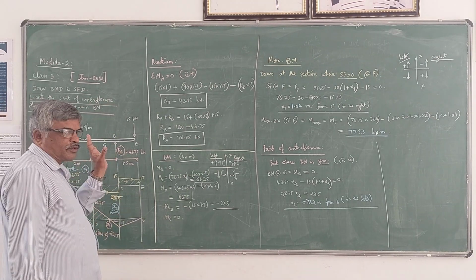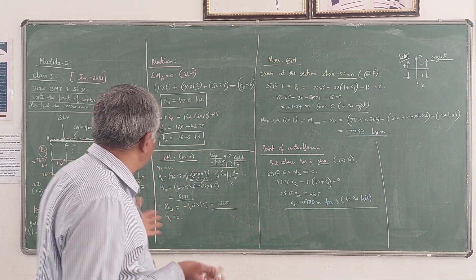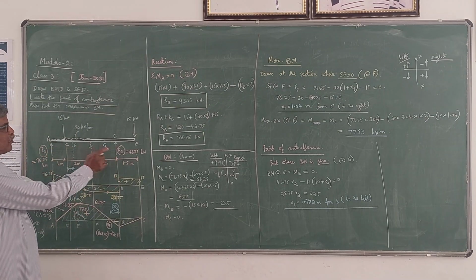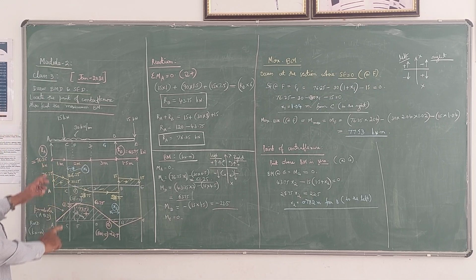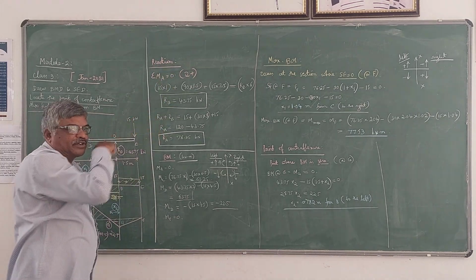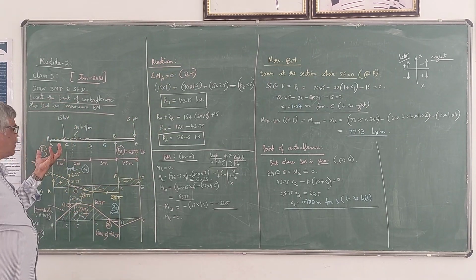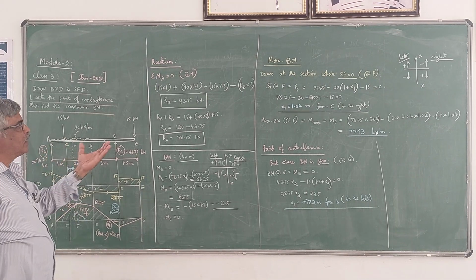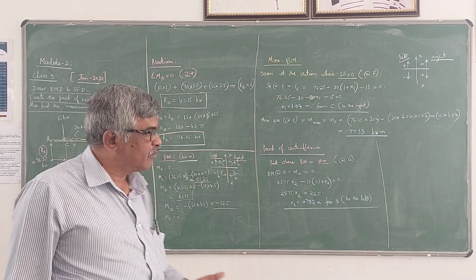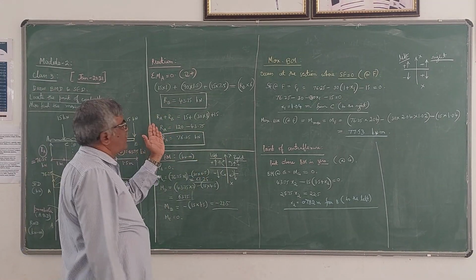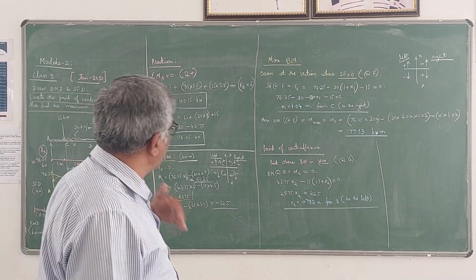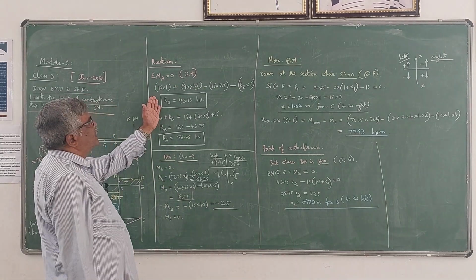Now the first step in such problems is to find the reactions. This is a simply supported overhanging beam, so definitely you have only 2 reactions. Supports are at A and B, and I am going to take the reactions as RA and RB. Those reactions are found using the equilibrium equations. By taking the algebraic sum of the moments about one of the supports, we can get one reaction, and by using the second equilibrium equation, that is sigma Fy equal to 0, the algebraic sum of upward and downward forces, we can get the other reaction.